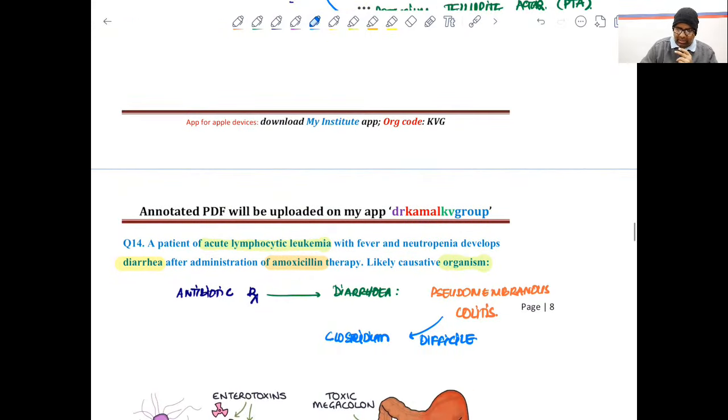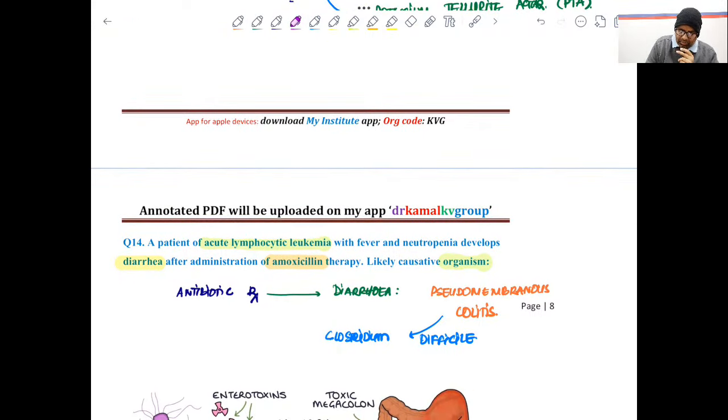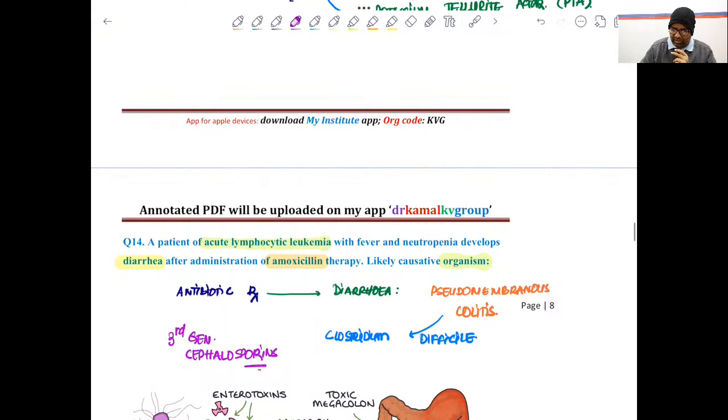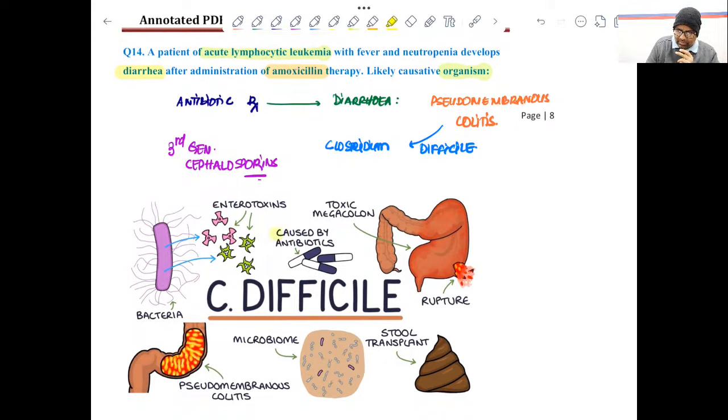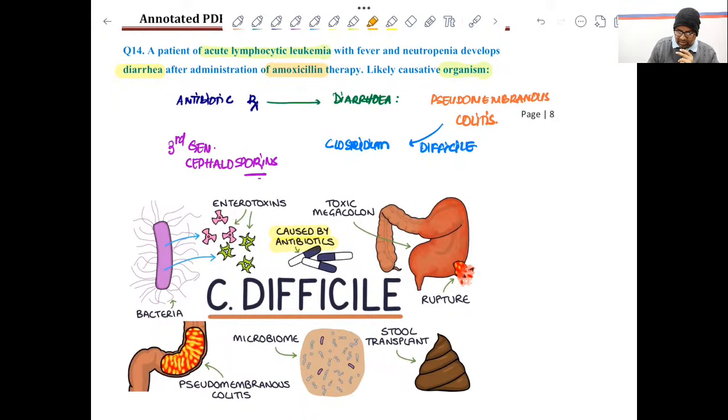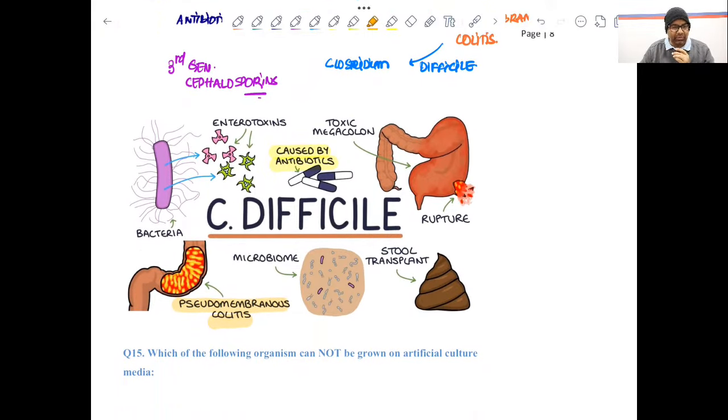Now here in the question it is given amoxicillin. It can also be seen with third generation cephalosporins. Clear? So if the antibiotics are given for prolonged period of time, it can lead to pseudomembranous colitis, which is caused by Clostridium difficile. So the classical precipitating factor is long-term antibiotic therapy, and the clinical condition is pseudomembranous colitis. Clear? So this is Clostridium difficile.